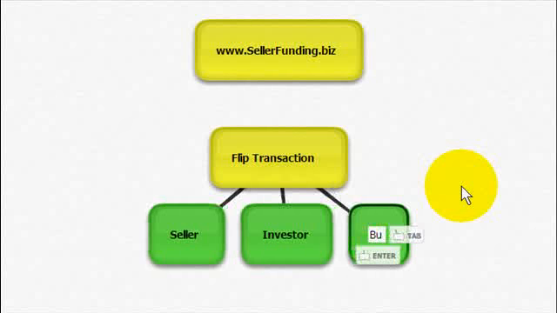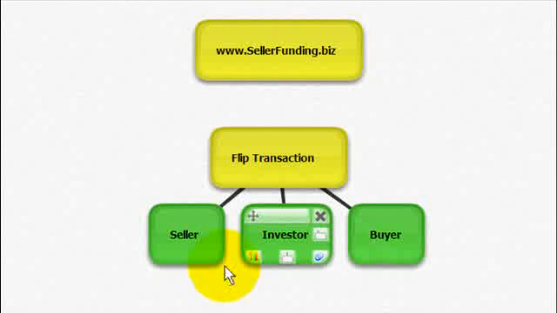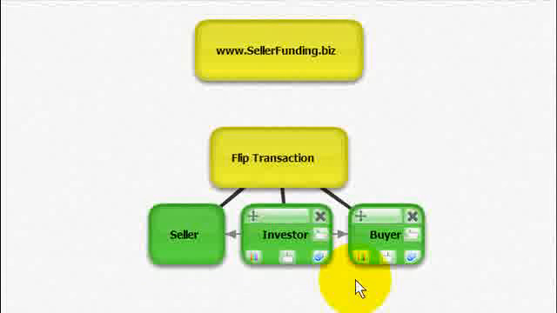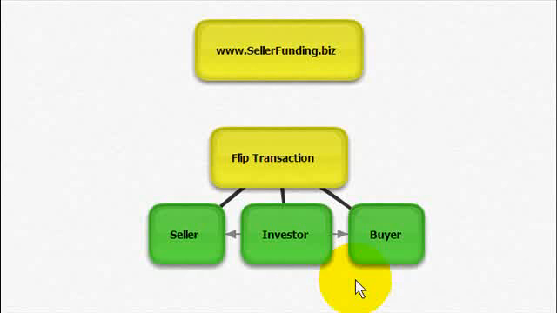In a flip transaction, an investor, that's you, finds a good undervalued deal and puts it under contract, and then sells it immediately to a third-party end buyer. And to take out as much as possible of the risk that would be involved in buying, holding, and selling a property, the purchase and sale happen at the same time.